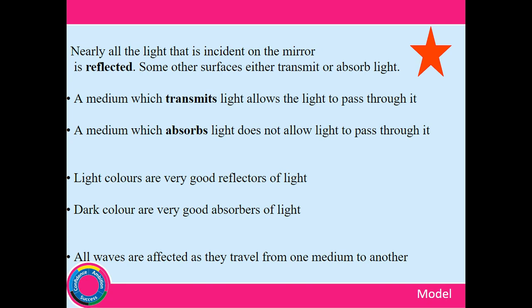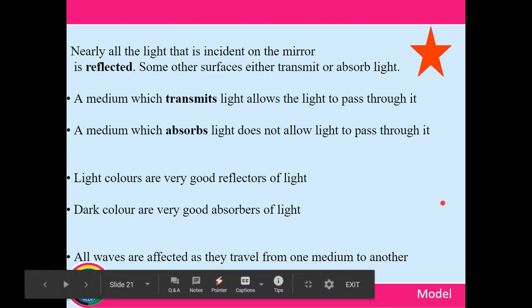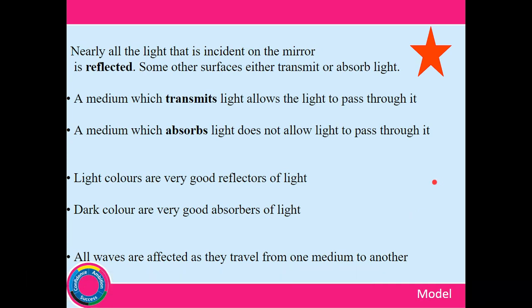We've just said that. And the medium that absorbs light basically allows light to pass through it a bit, but doesn't allow it to come out again. So it just absorbs it. So it takes that energy into itself. Light colors are very good reflectors of light. Dark colors are very good absorbers of light. Okay. All waves are affected as they travel from one medium to another.